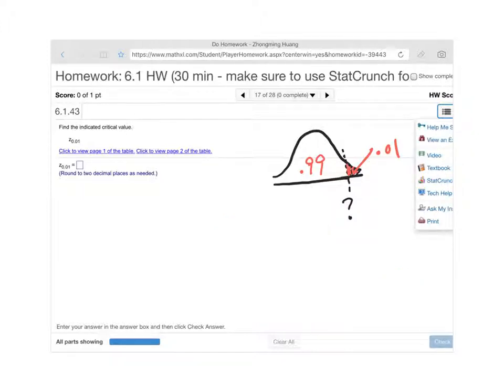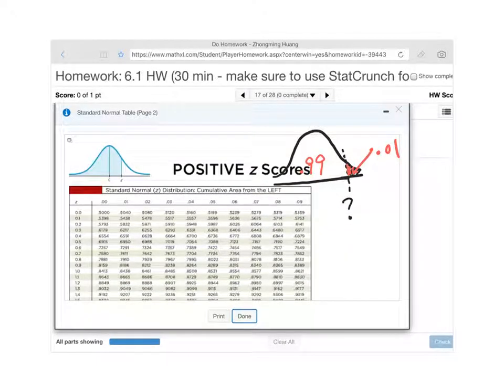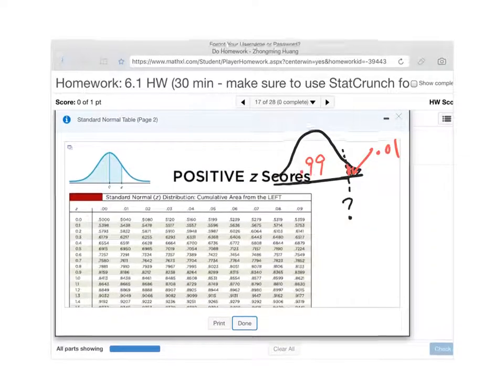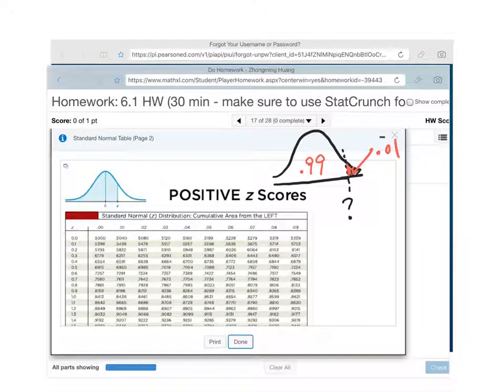Another method is that you can actually use the table. So I'm going to open this table. In this table, all these table entries represent the area from the left. So that's why in my graph I also draw the area for the left, which is 0.99.